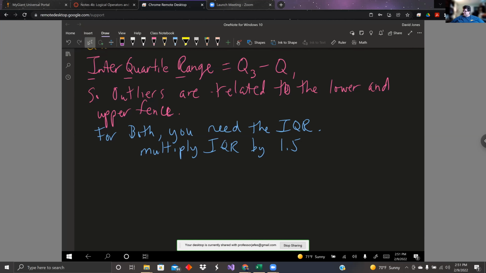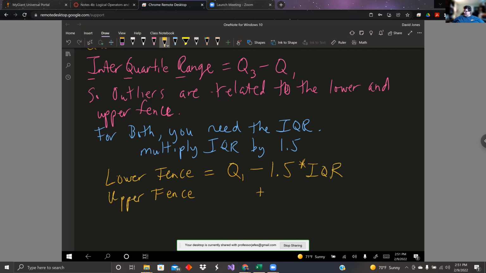When we mark the lower fence, the lower fence equals the first quartile, whatever that value is, minus 1.5 times the interquartile range. And I'll show you this in a picture in a little bit. The upper fence is similar. We're going to add 1.5 times the interquartile range, but this time, instead of going off the lower part of the range, we're going off the upper part of the range, Q3.